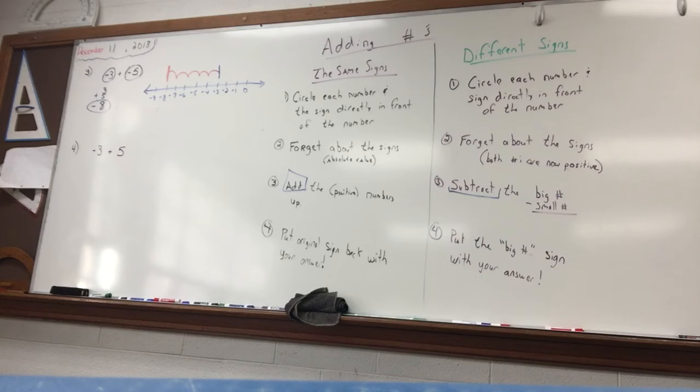When you have an answer, show us, please. There you go. No. Nope. Read the directions. No. Where are you? Yes. So this is a -3. Yes. -3, good, plus 5, good. Okay. Let's look at this. Nope. Circle the number and sign directly in front of the number. So go ahead and do that. Good. Yes. Forget about the signs. If both numbers are positive.